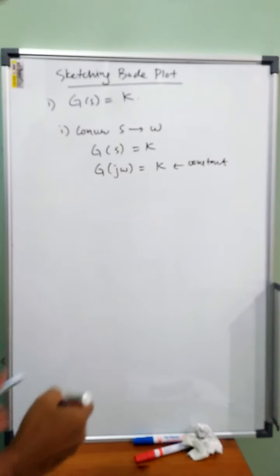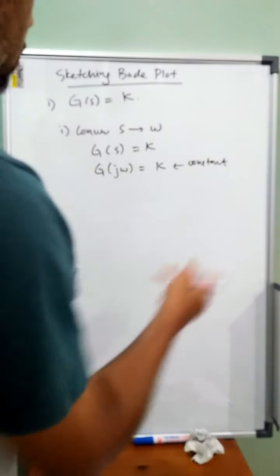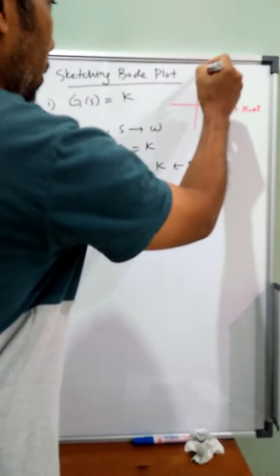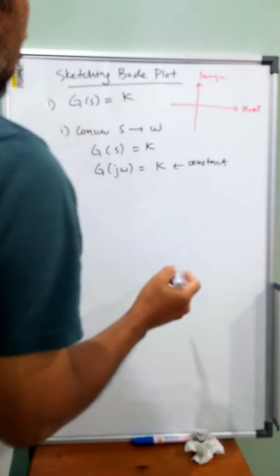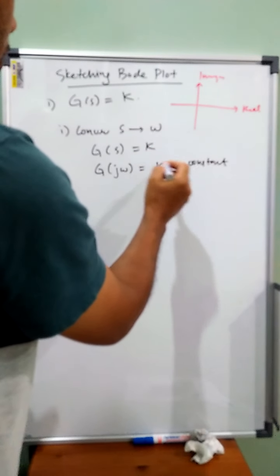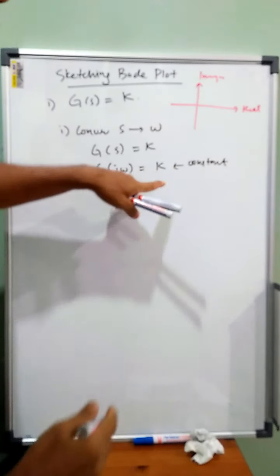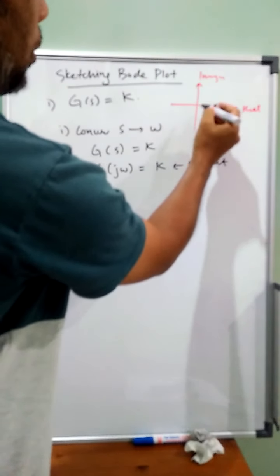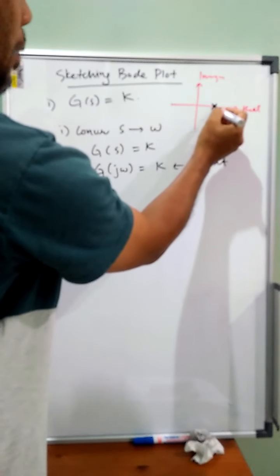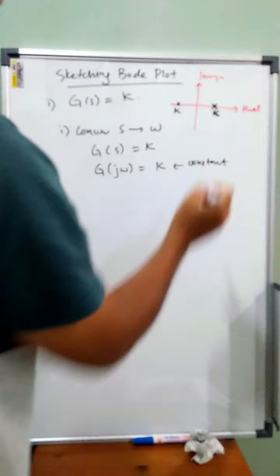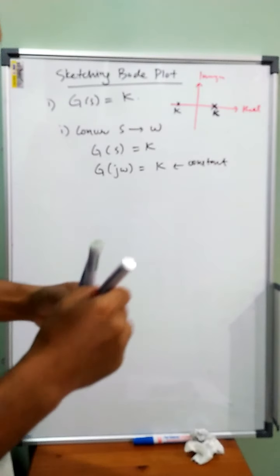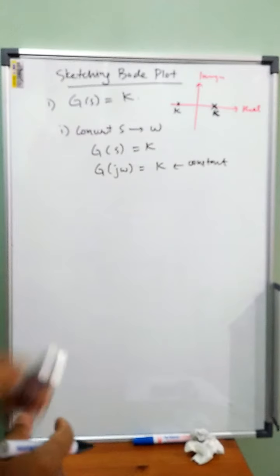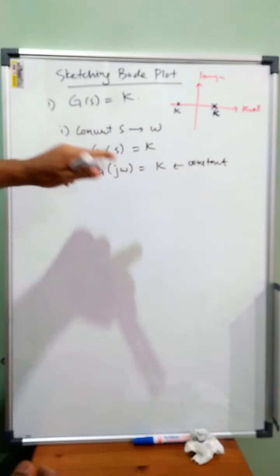Okay, constant. If you plot it in a graph, let's say there's a graph with real and imaginary axes. K constant means that there is only the real part, no imaginary part, just K. Here, imaginary equal to zero, so K is here. It can be here, or it can be here, K. So to convert the S domain to the frequency domain, just convert S to j omega.